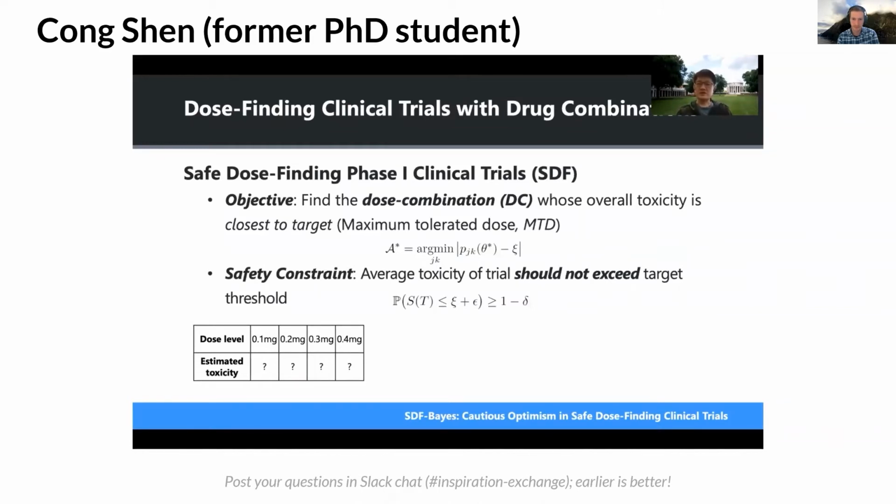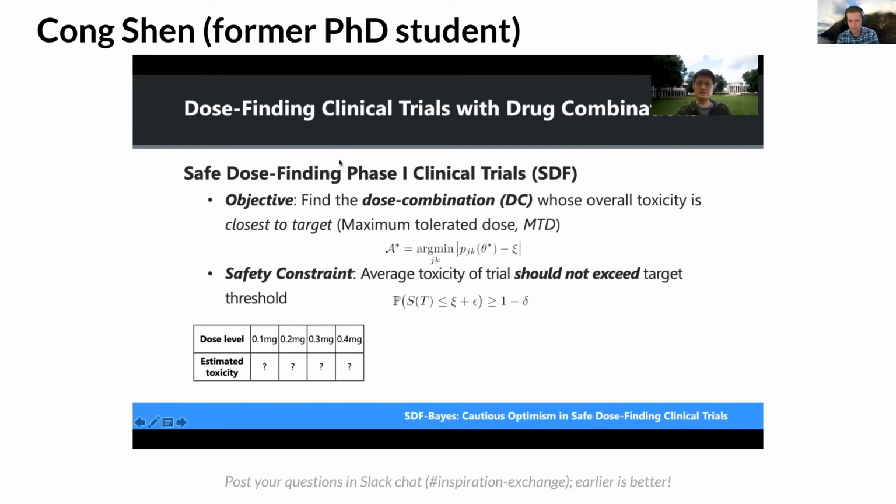The main challenge associated with this task is how can we do this safely? Because phase 1 clinical trial is acting on human participants. So we want to be very careful about exposing these participants to unnecessary overdose. The safety constraint we enforced in this work is that the average toxicity of the trial should not exceed a target threshold.